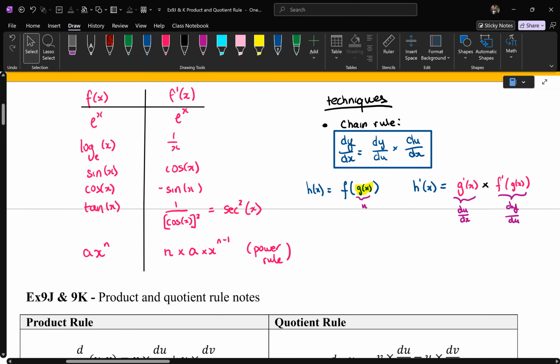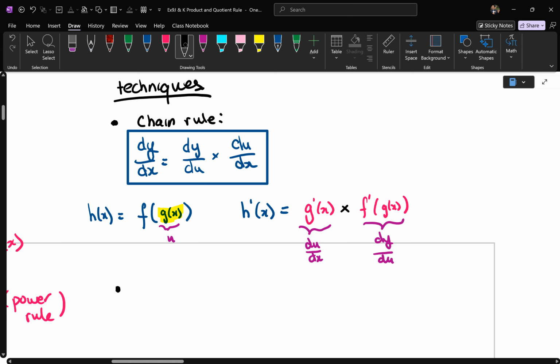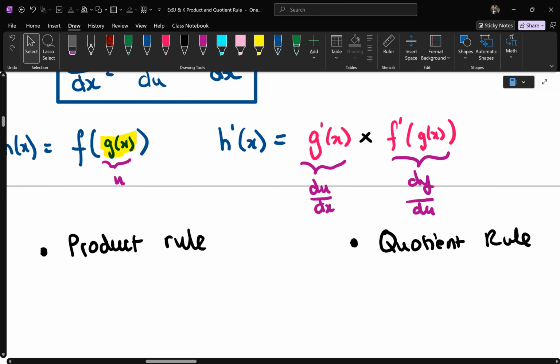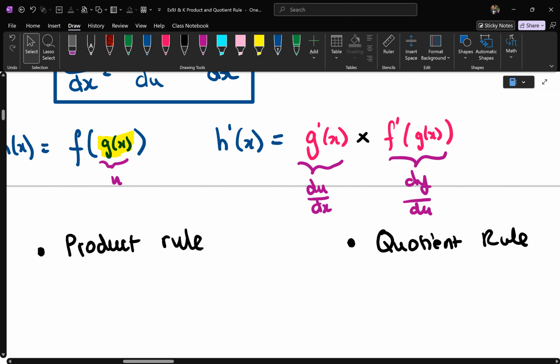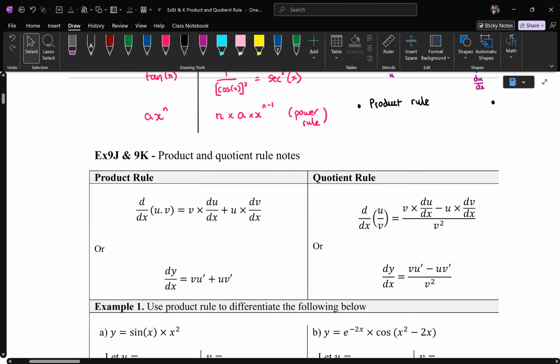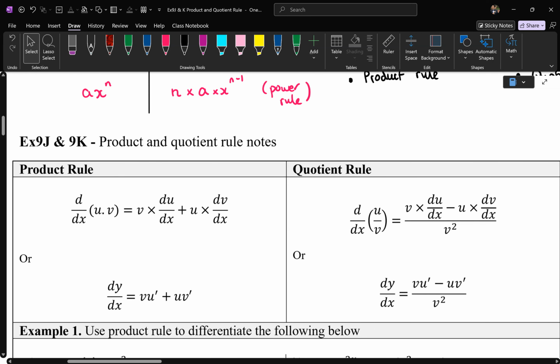And then today, we're adding on 2 extra techniques, which are the product rule and the quotient rule. Now, I believe in year 11, you would have learnt the product rule. Hands up if you've learnt the product rule in year 11. Oh, no. Quotient rule? Okay. Well, then, for maybe some of us, it's new. In that case, I will start from the beginning. All right. Here's your rule. I've already got it up here.